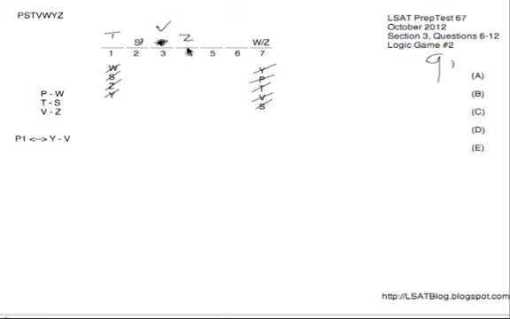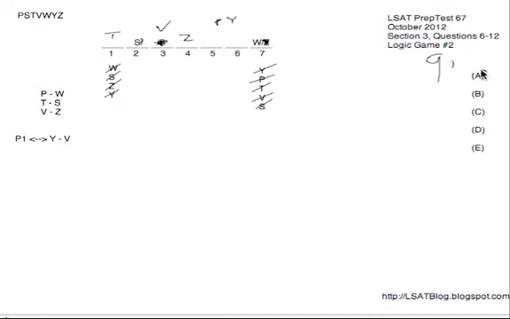We know, of course, that since Z is on 4, Z cannot be 7, therefore W is on 7, and then we have P and Y remaining on spaces 5 and 6 pretty much interchangeably. So what could be true? P on 6, absolutely.